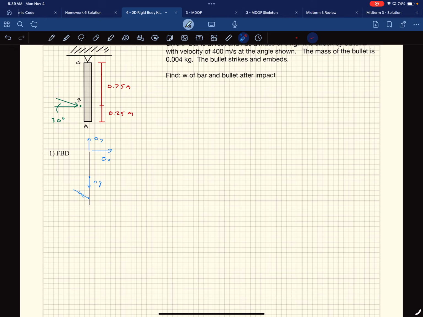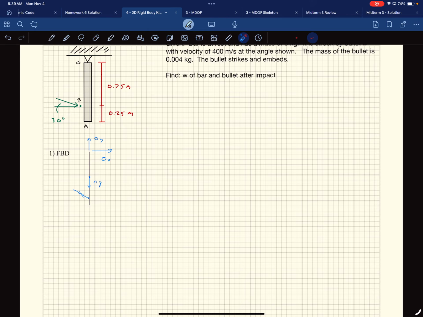So that's great. How about linear momentum? Would linear momentum be conserved? No, because we're going to have a reaction, OX and OY. Those are forces that are acting on this thing, and since there are forces there, linear momentum is not conserved.